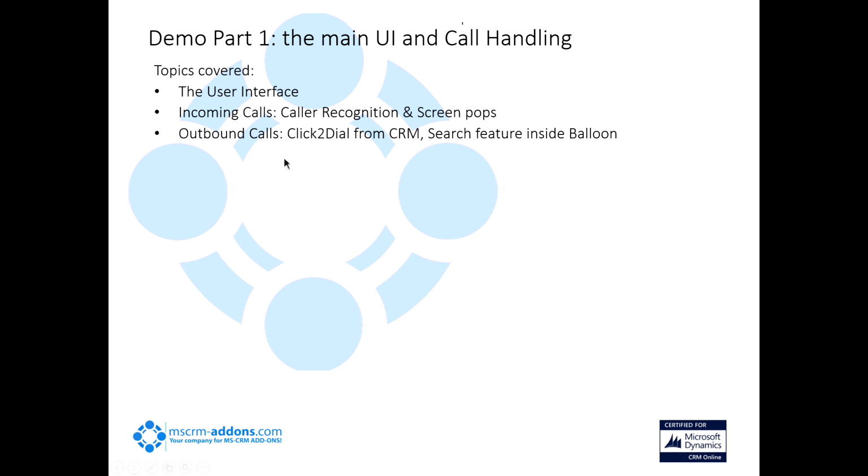For the demonstration, the first part is where I'm going to show the main user interface and call handling. I'm going to go over the user interface and what you see. I'm also going to do an incoming call, to show you how the telephone integration piece reacts to incoming calls and how it does the screen pop-ups. And then I'm also going to do an outbound call. I'm going to show the different ways that we can dial, either from the balloon or from CRM, and also show you how to use the search feature inside the balloon.